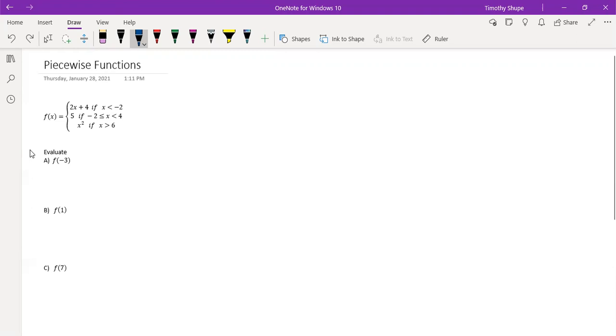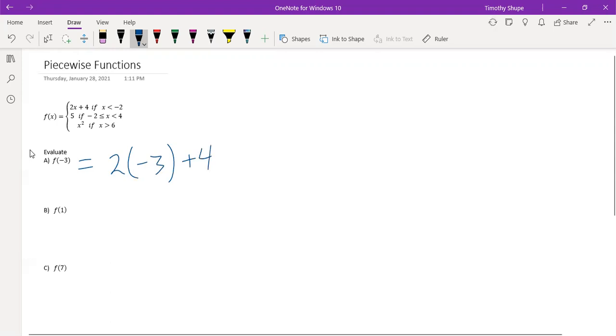So in knowing that, I can go ahead and say f of -3 is going to be 2 multiplied by the -3 and then plus 4. So I'm going to use that top function to help me evaluate that. And then I can just do the math. 2 times -3 is -6, plus 4 is -2. So that would be the output for f of -3.